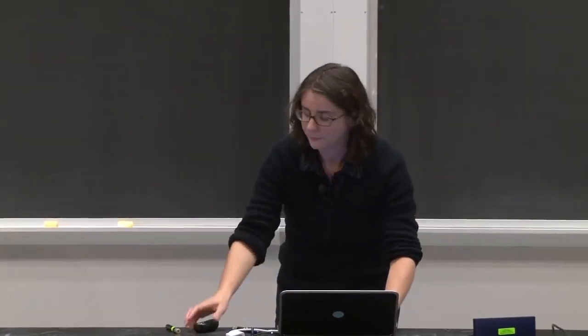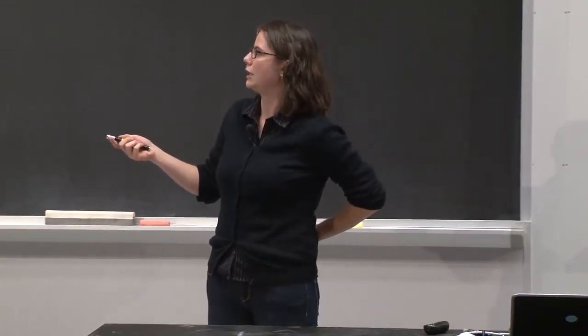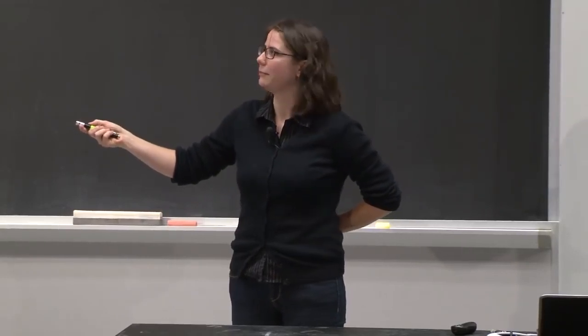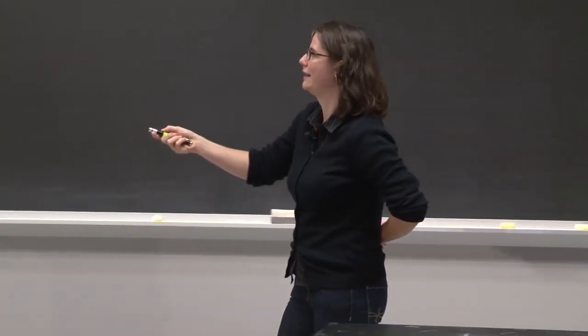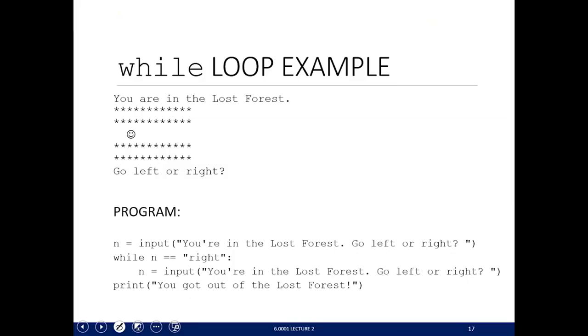So here's a little game. And with these lines of code, we can code up the Lost Woods of Zelda. Even worse graphics, by the way, than the original Zelda is this one that I coded up here. So I print out the following things. You're in the Lost Forest, go left or right. And my program's going to say, you're in the lost forest, go left or right.